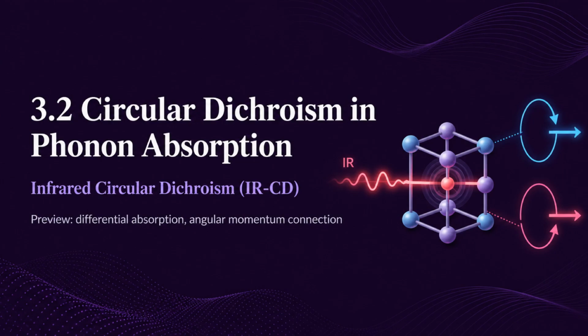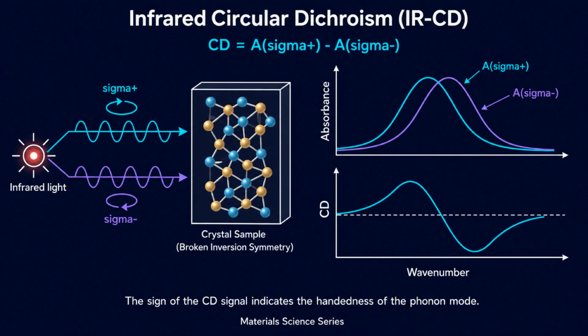Now let's move to circular dichroism in phonon absorption. Infrared circular dichroism provides another method to detect phonon chirality by measuring differential absorption of left and right circularly polarized infrared light. Circular dichroism is the differential absorption of left and right circularly polarized light. The CD signal is defined as the absorbance for sigma plus minus the absorbance for sigma minus. For phonons, CD arises when phonon modes carry angular momentum. The sign of the CD signal indicates the handedness of the phonon mode.